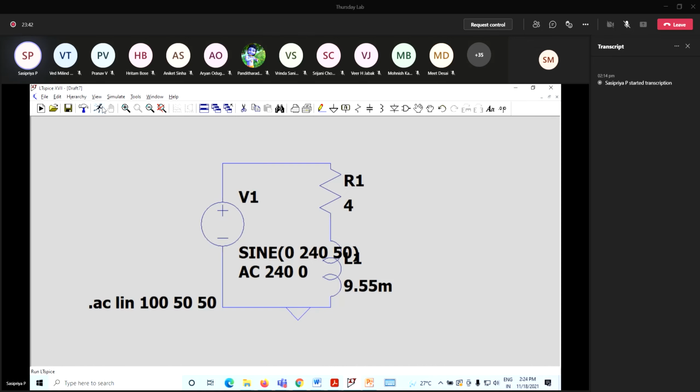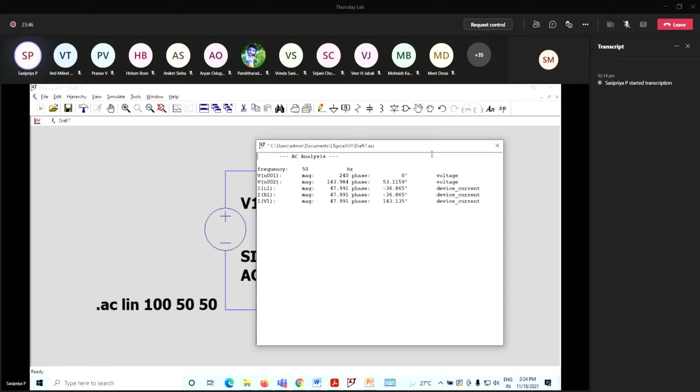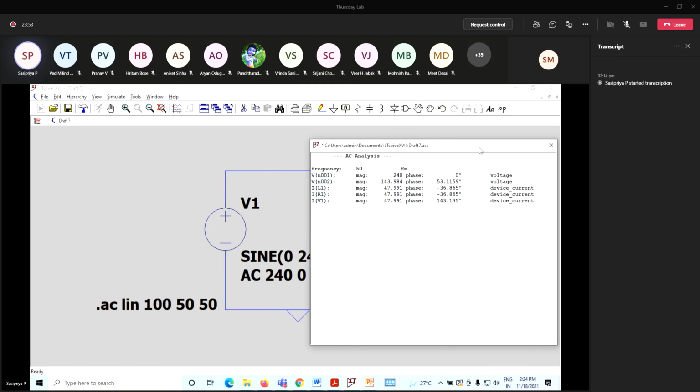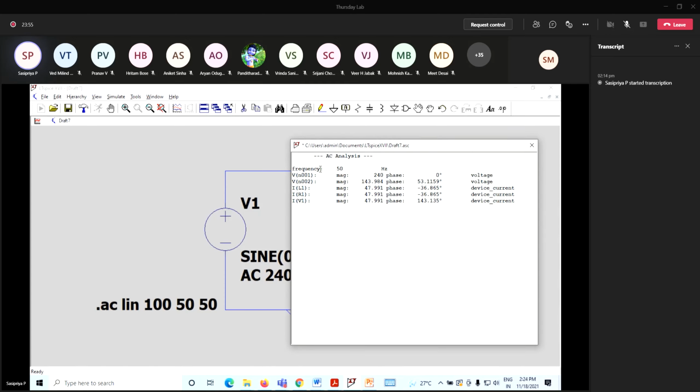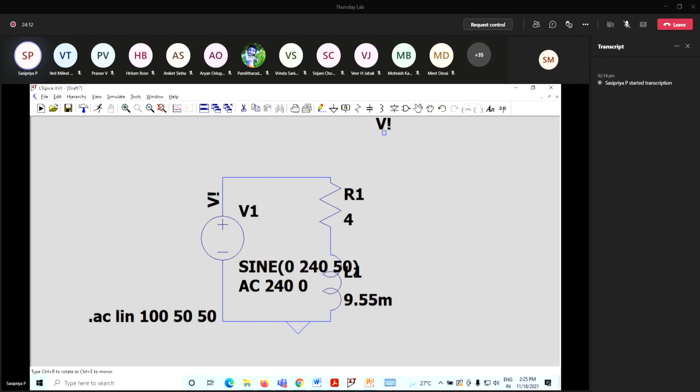Now run the simulation. Here I am getting the values the same way we got them for the DC operating point analysis. This is 240 V at node 1. If you want, let us label the net of the voltage source as V1.